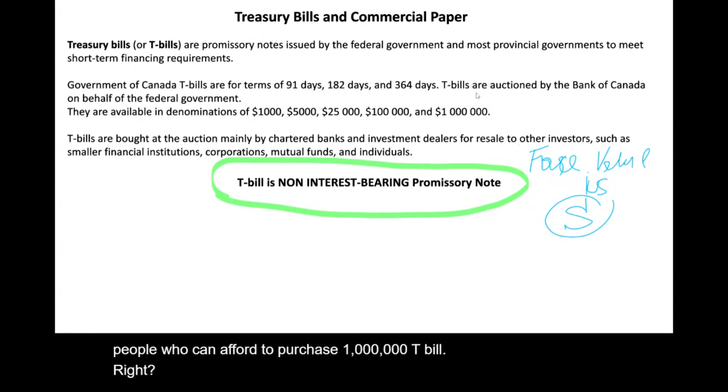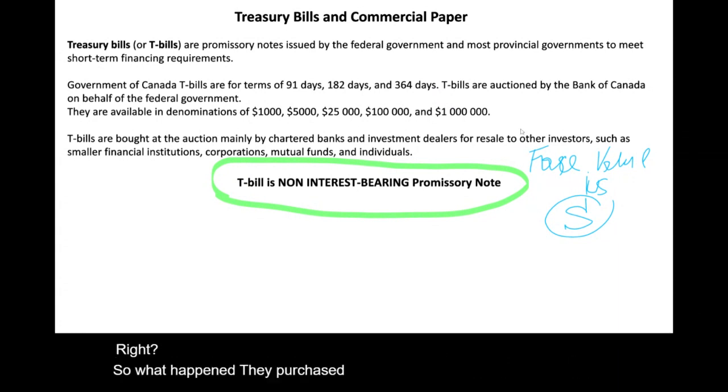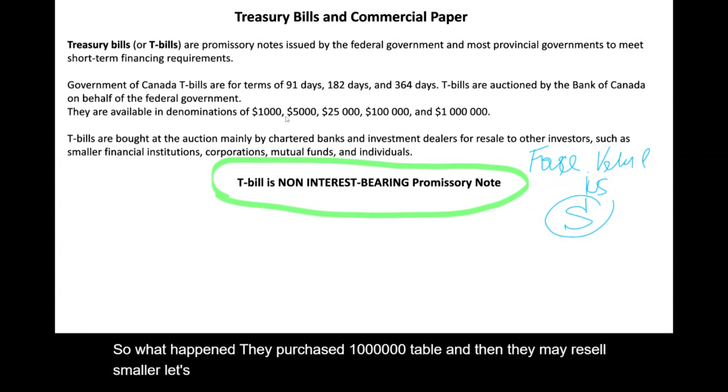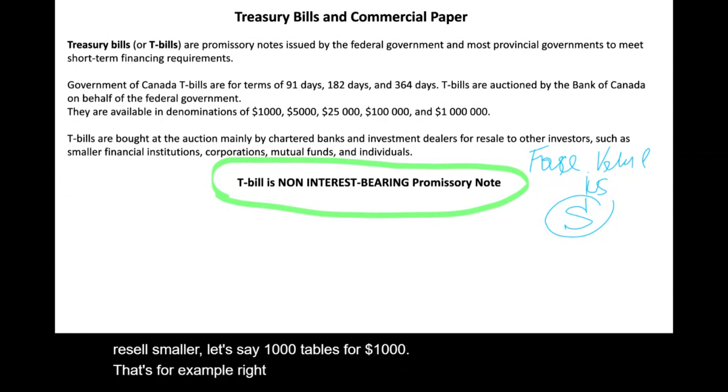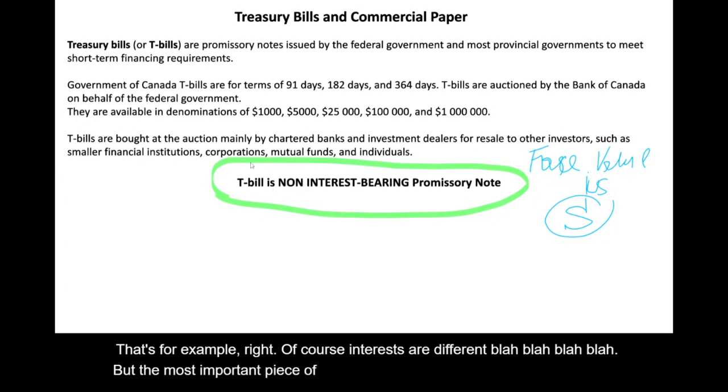So what happened? They purchased a 1 million T-bill, and then they may resell smaller, let's say 1,000 T-bills for $1,000. That's for example, right? Of course, interests are different. But the most important piece of information here is circled in green.